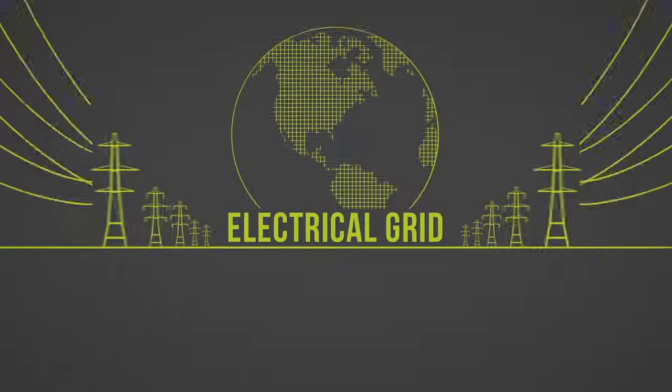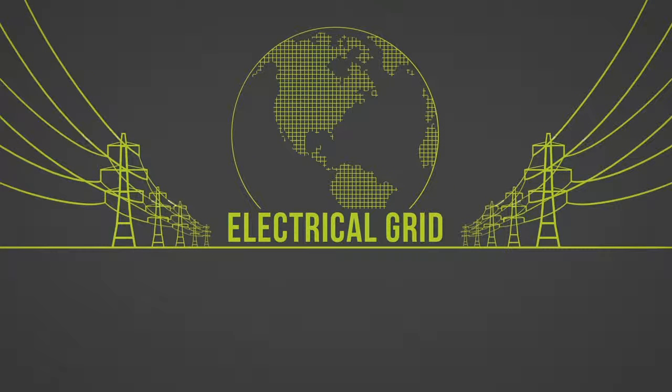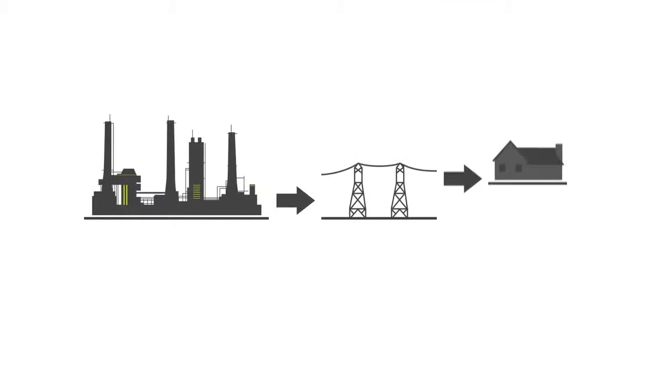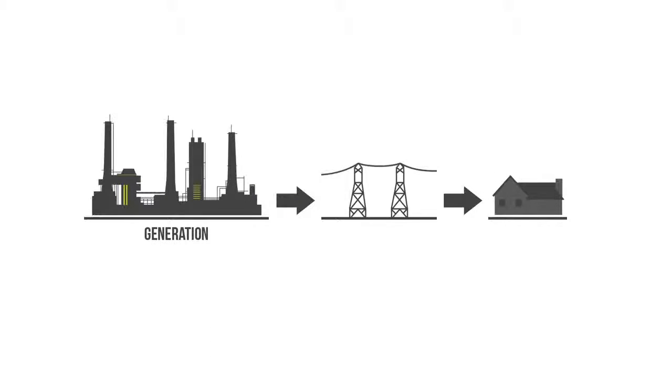The electrical grid. The electric grid is the network through which power is generated, transmitted, and distributed to consumers. The electric grid is broadly made up of three main components: generation, transmission or distribution, and consumption. There are several key pieces of infrastructure that are built to support the delivery of electricity to consumers.